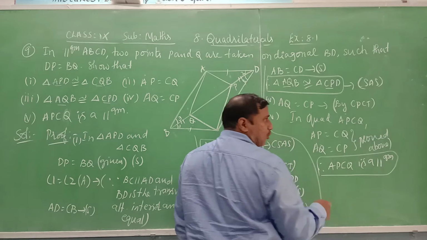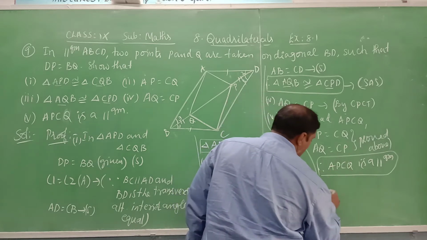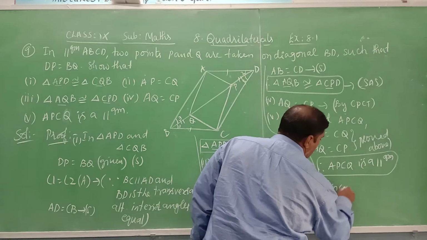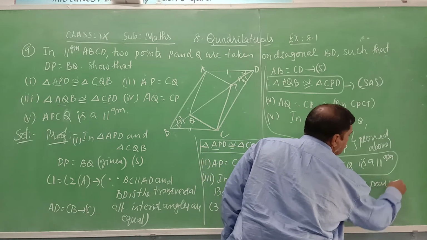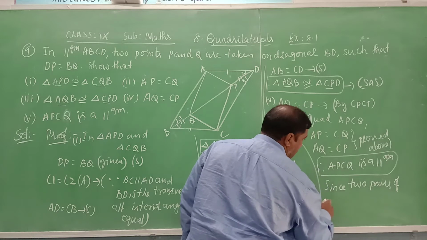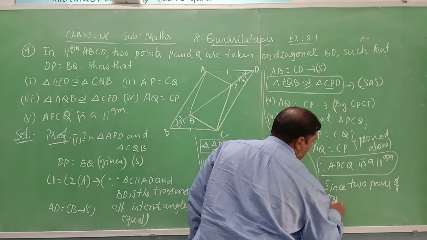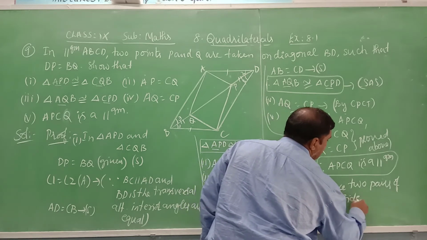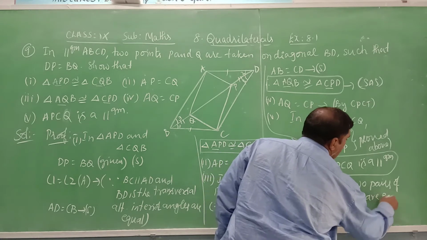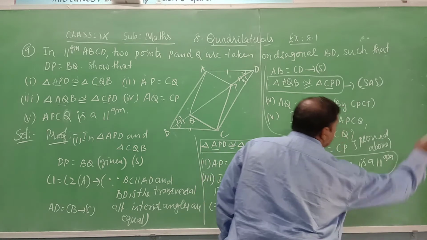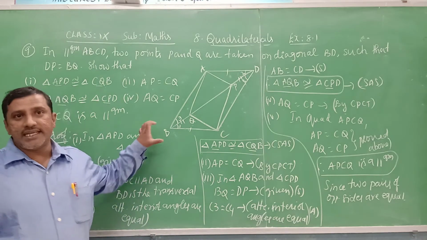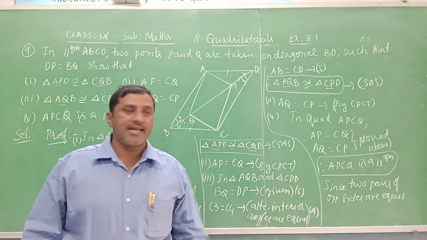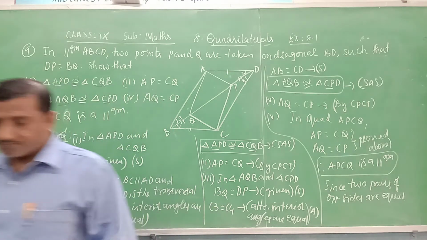Since two pairs of opposite sides are equal, therefore it is a parallelogram. Like this, we will prove the required identities. Is it clear, children?